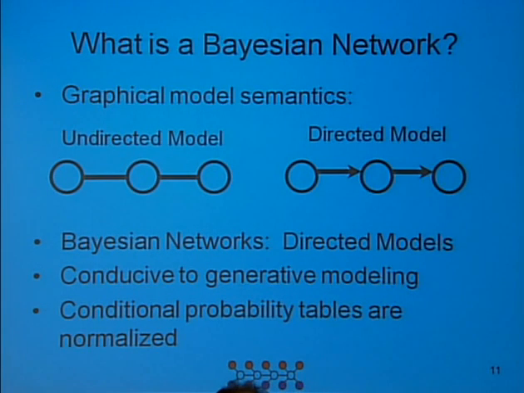Directed models are nice in that they're conducive to generative modeling, and they have conditional probability tables that are normalized, which are very nice.